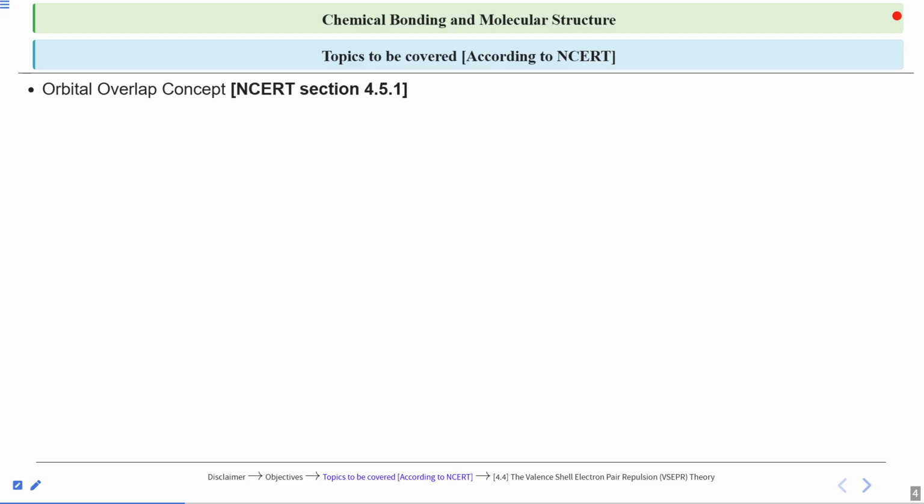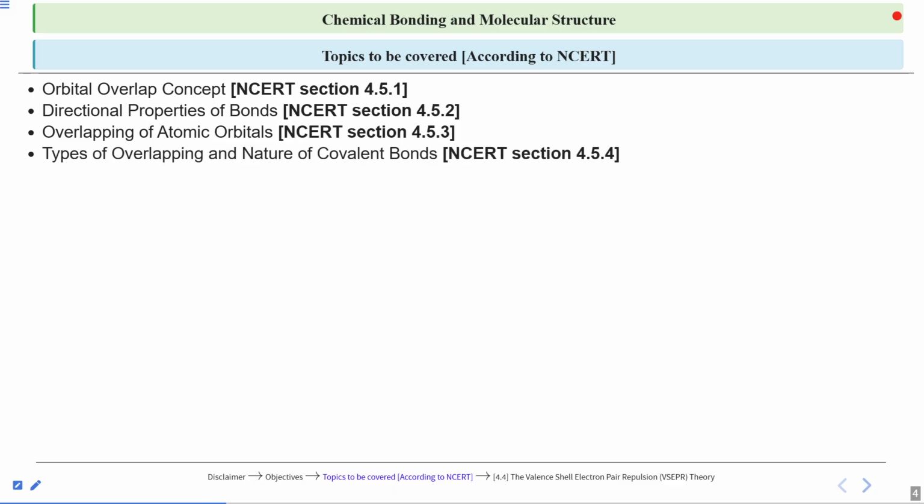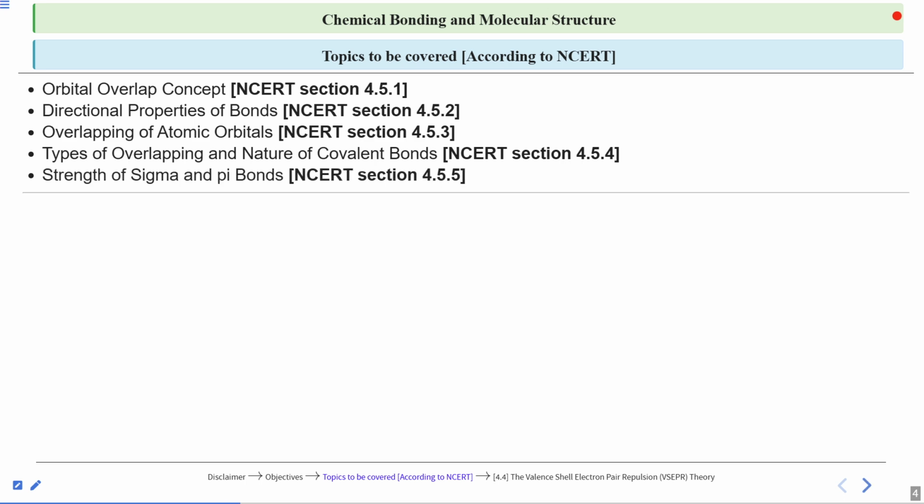Then if I specify the sections that we are covering today, those are: orbital overlap concept, second is directional properties of bonds, third is overlapping of atomic orbitals, types of overlapping and nature of covalent bonds, and lastly, strength of sigma and pi bonds. So these are the 5 topics that we will see today.